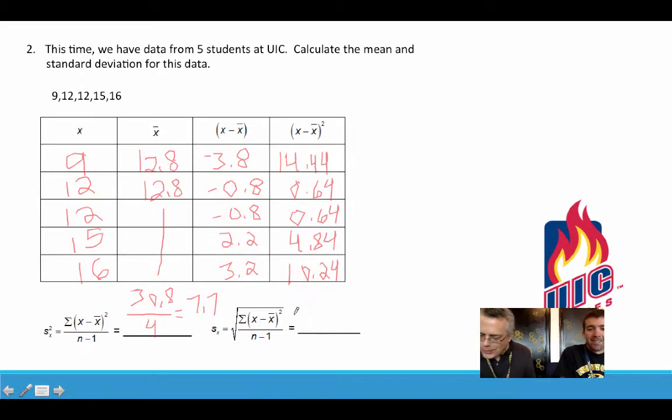Okay, then square root that. Square root of 7.7 is 2.8.